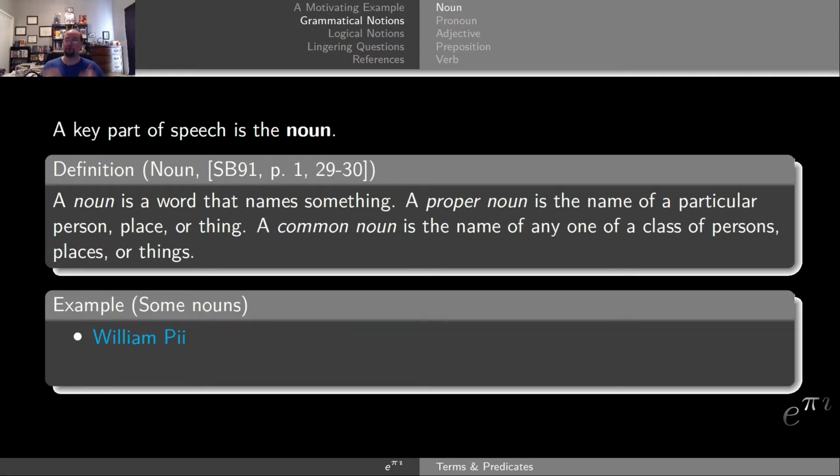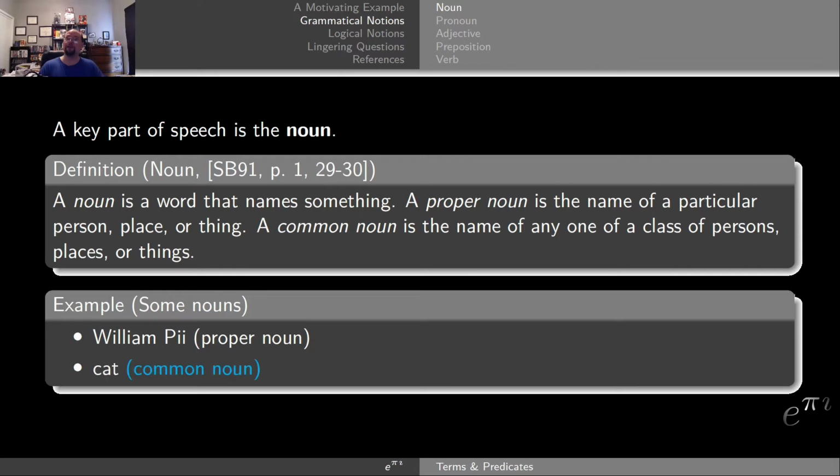First, you have William Pye, which is a proper noun that refers specifically to your host du jour, which is me. On the other hand, you have the noun cat. Now, cat could refer to my cat Cinnamon, it could refer to my friend's cat Toast, or it could refer to the stray cats that are sitting outside.